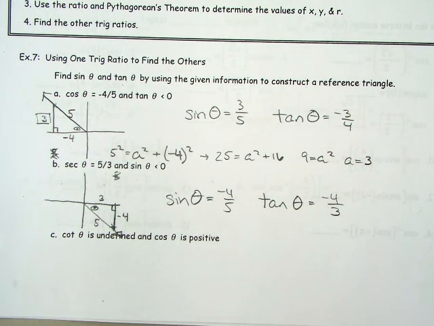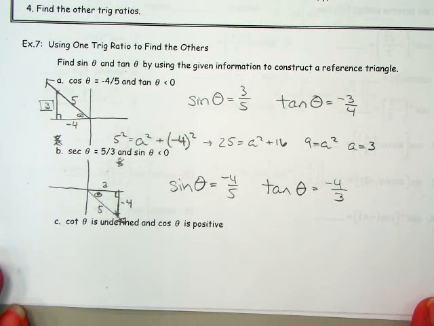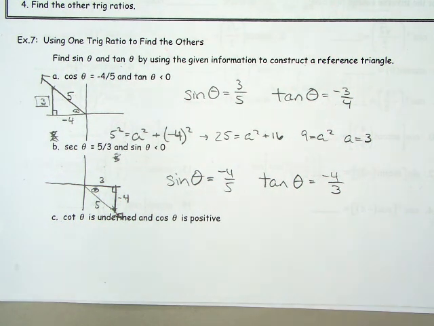All right, and one last one. Last problem. I know this note's been a little bit long. All right, our cotangent is undefined. How does that happen? Well, that means I must have a fraction with 0 in the denominator.